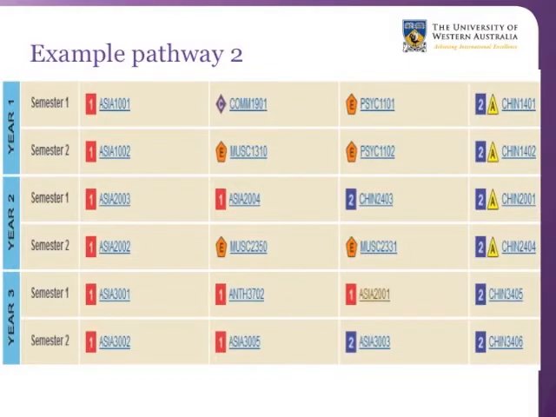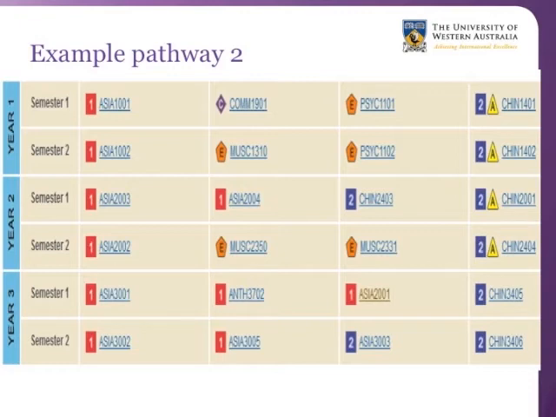Let's look at the second pathway. You can tell already from the red squares and the blue squares that this student has completed 2 majors. So let's go through this in detail. In the first semester of their first year, the student completed a Level 1 Asian Studies unit. They then completed COM 1901, which is a complementary unit for the Asian Studies major.